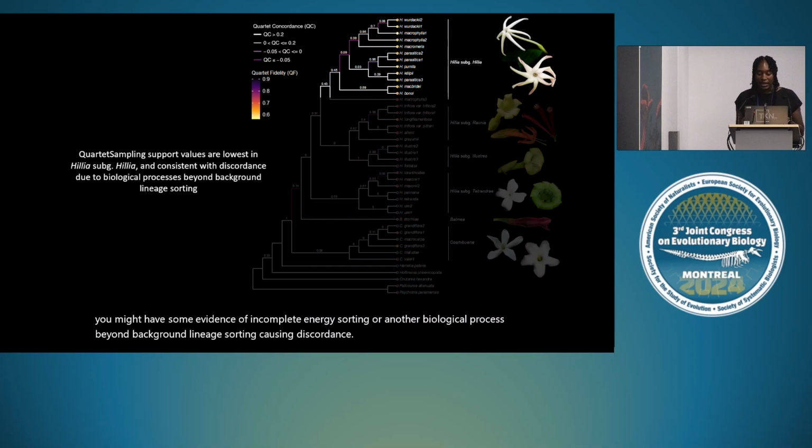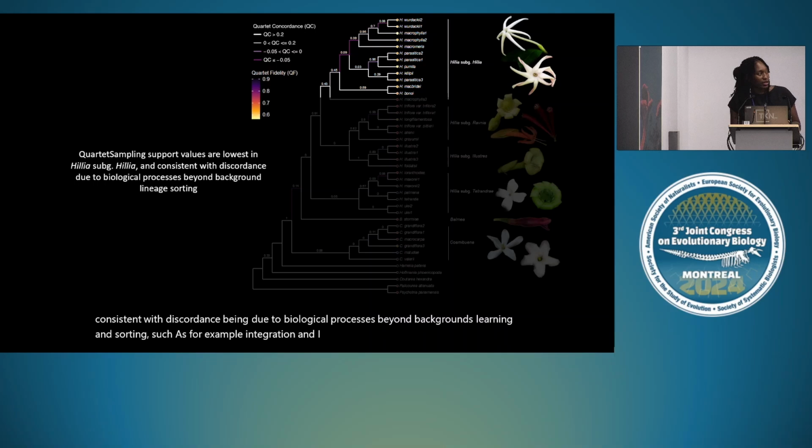So the main thing to take away from these results is that we estimated the lowest quartet sampling support values in that group, Hylia subgenus Hylia, and those low scores were consistent with discordance being due to biological processes beyond background lineage sorting, such as, for example, introgression.